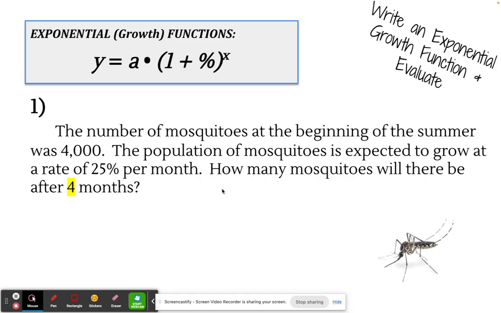So let's look at an example. It says the number of mosquitoes at the beginning of summer was 4,000. So that sounds like my starting point. That sounds like my A in this equation. It says the mosquitoes are expected to grow at a rate of 25% per month.